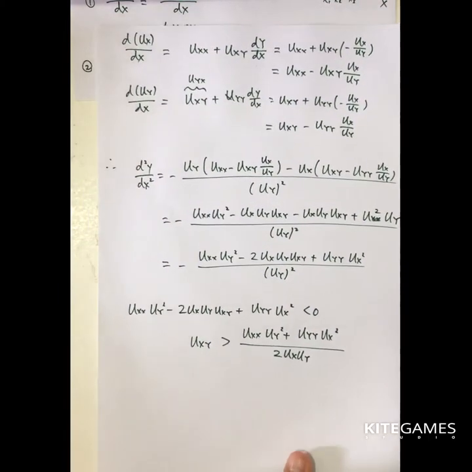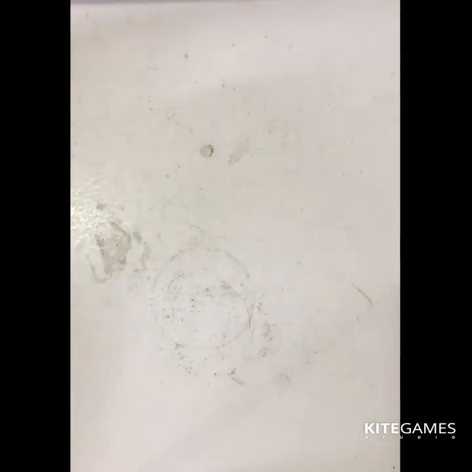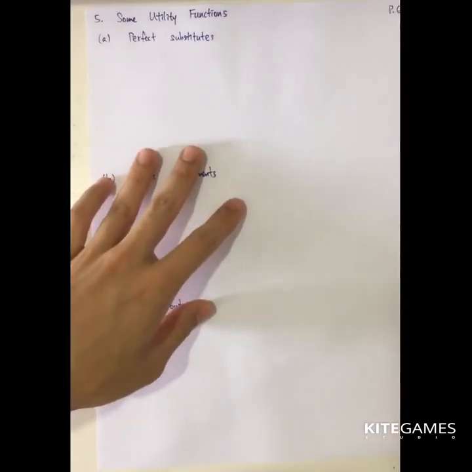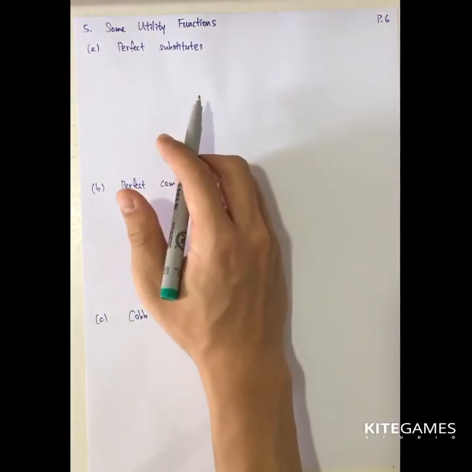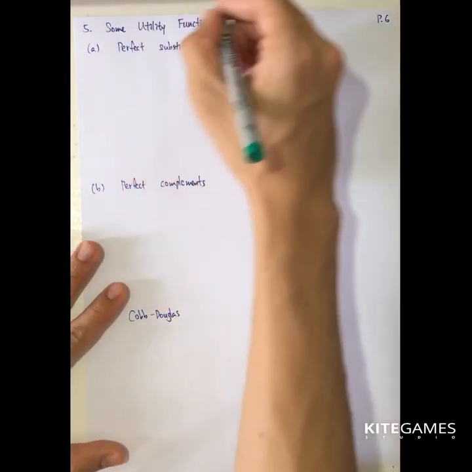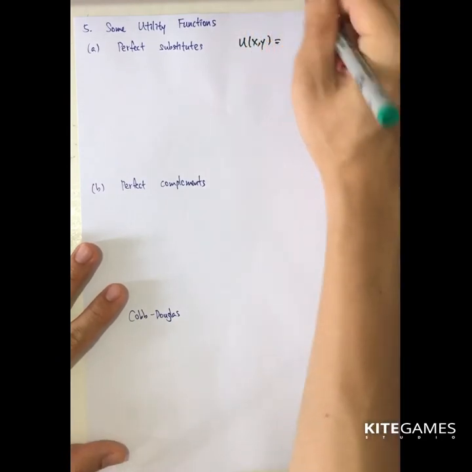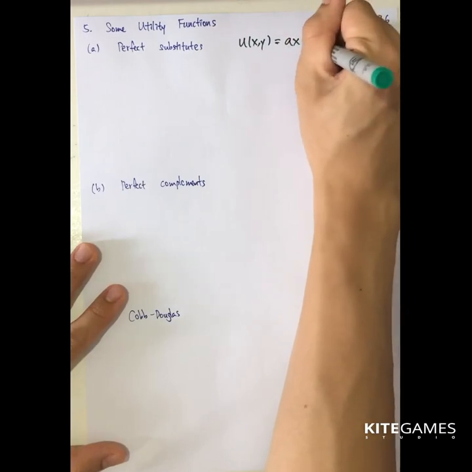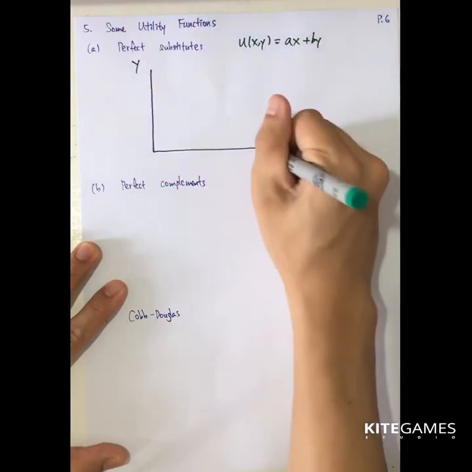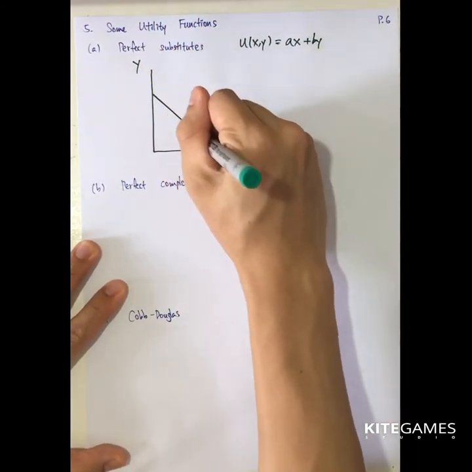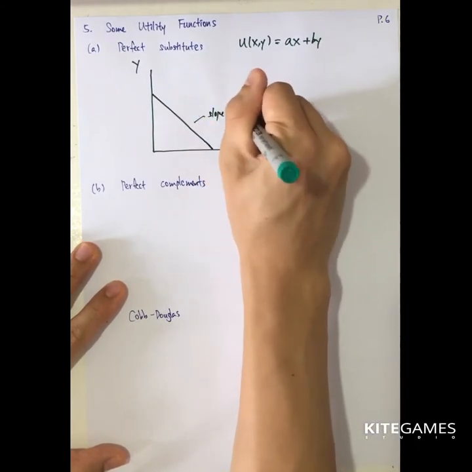Okay, so next will be much more mathematics. So next is talking about some traditional utility functions. So the first one is called perfect substitutes. Perfect substitute means that both the goods x and y can substitute each other perfectly. Okay, so x and y is the same. So the function will have the form ax plus by. Okay, if you want to draw the indifference curves, you can see this is a linear line, with the slope a over b.